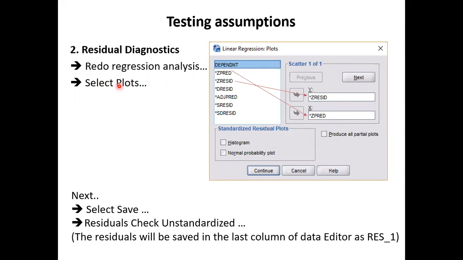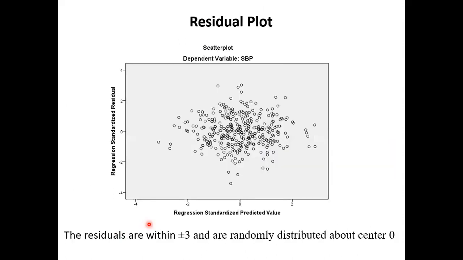Select plots. See the plot. Residual is always on the y-axis, predicted is always on the x-axis. So to plot this, we go to scatter plot. At the same time, save the residuals. We did it last week. Save the residuals. So look at the plot.